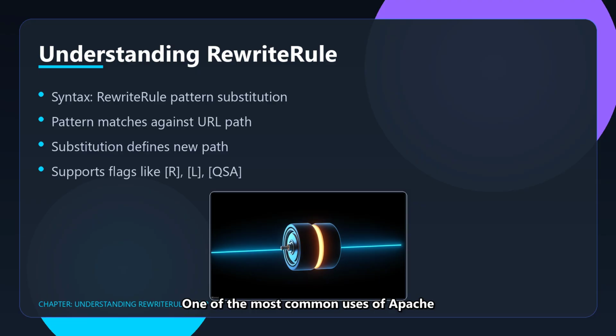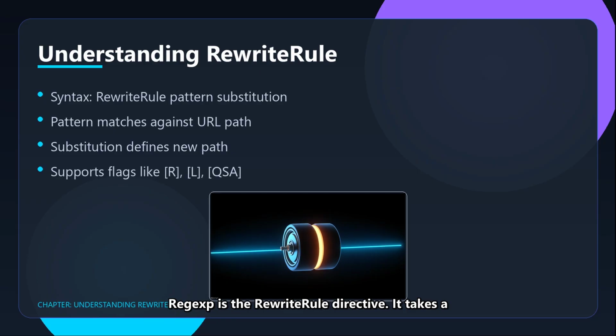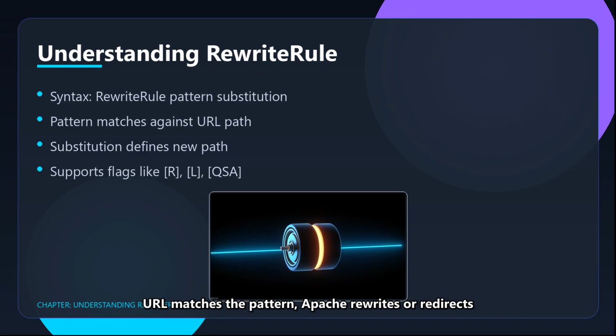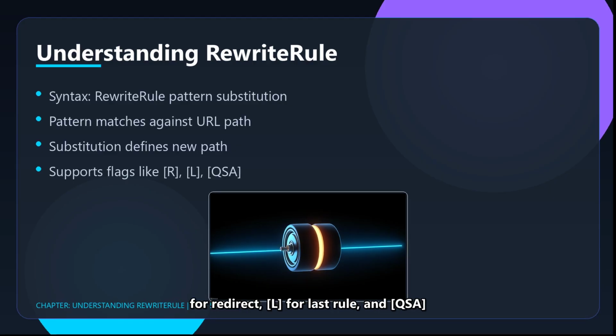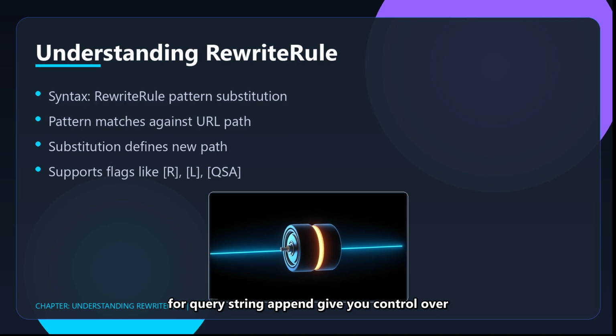One of the most common uses of Apache Regexp is the RewriteRule directive. It takes a regex pattern and a substitution string. When a URL matches the pattern, Apache rewrites or redirects it according to the substitution. Flags like R for redirect, L for last rule, and QSA for query string append give you control over behavior.